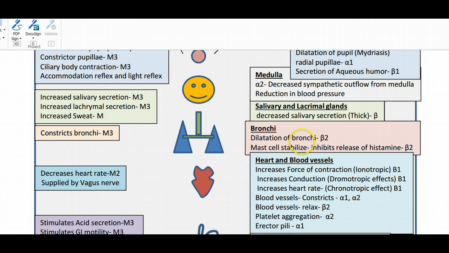Whereas the effect of the sympathetic system on the bronchial smooth muscles is mainly mediated by beta 2 receptors, and activation of these beta 2 receptors will cause bronchodilation. Now, another effect of the beta 2 receptor is seen on the mast cell. Whenever the beta 2 receptor is stimulated, it will stabilize the mast cell, which in turn will inhibit the release of histamine.